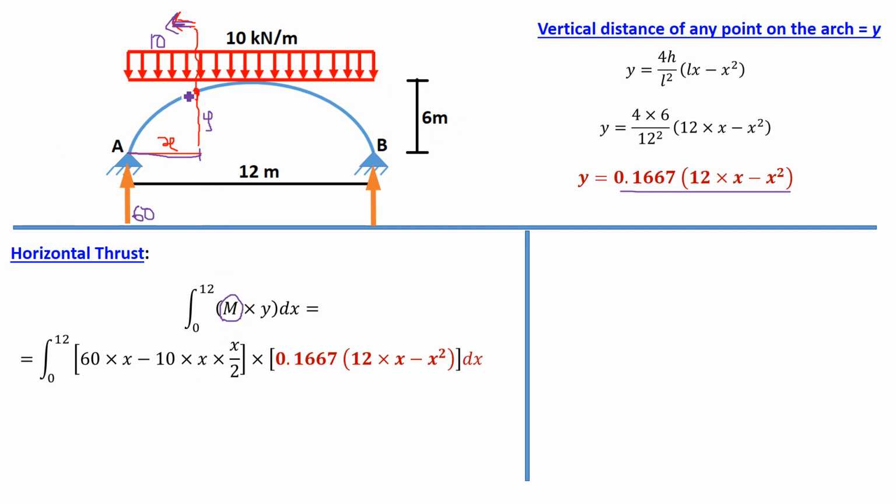How to calculate M? If you consider the left part of this section, first the moment because of this 60: 60 into x. This moment is clockwise. We know that on the left part we are taking clockwise as positive. Already we discussed in the previous two examples, and anti-clockwise will be negative. So 60 into x will be positive. Now moment because of UDL: intensity of UDL is 10, span is x, so total load is 10 into x acting at the center, and the perpendicular distance from this point is x by 2.